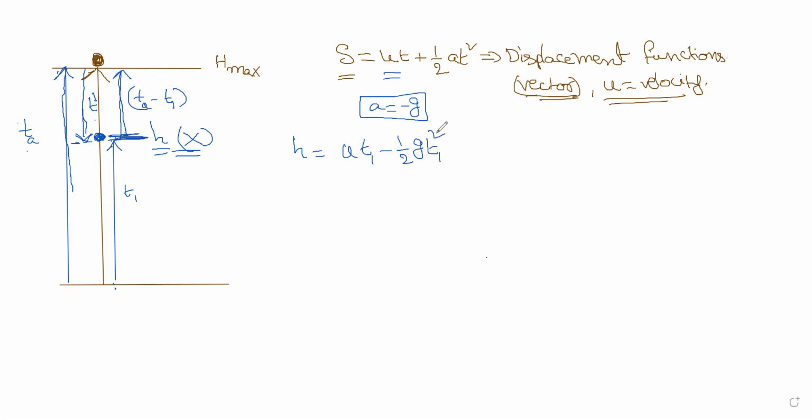Now the next equation is also the same equation. Why is it so? See, displacement is this much only. The same displacement happened in the total time t2 also. So we can use the same equation: h is equal to ut2 minus half g t2 square.